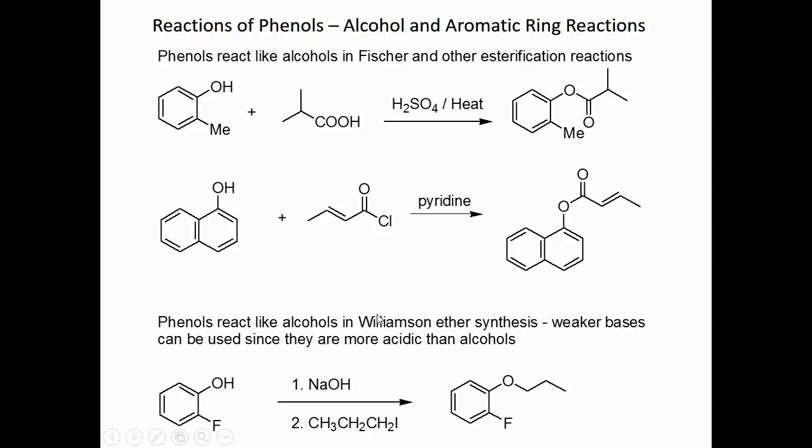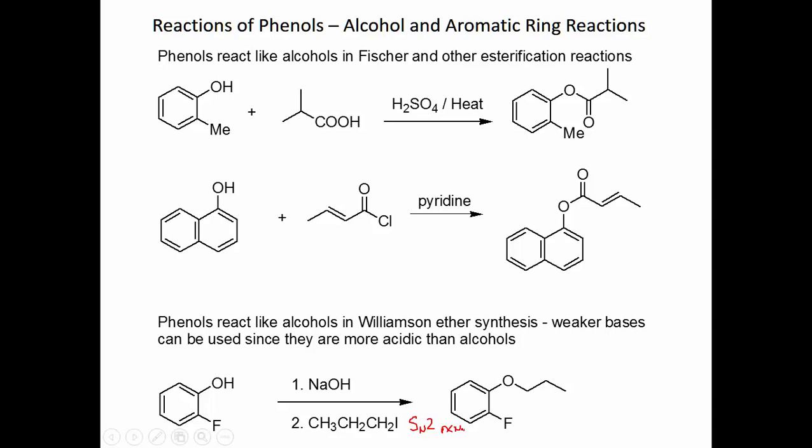Phenols react like alcohols in the Williamson ether synthesis. The only advantage here is that since the pKa here is less than 16, you can use sodium hydroxide. You had to use something stronger than sodium hydroxide to pull the proton off an alcohol. But it's perfectly adequate for pulling the proton off a phenol. Okay, so if we pull the proton off here and then treat it with an alkyl halide, we'll do the Williamson ether synthesis to get the unsymmetrical ether that you see here. And the second step here is merely just another example of, remember, the SN2 reaction.